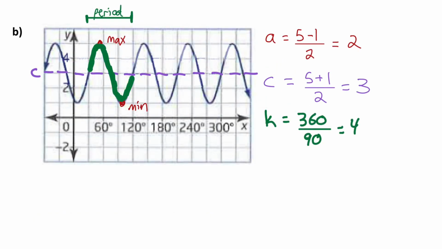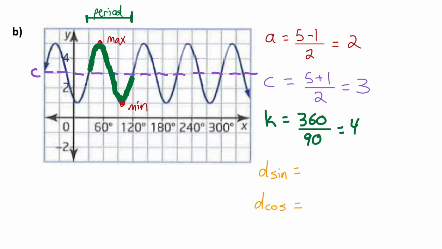And then lastly, we have to find the d parameters, the phase shift. And remember, those are going to be different depending on whether we're doing a sine function or a cosine function. And we want both. So I'll need the d value if I'm doing a sine function, but also the d value if I'm doing a cosine function.